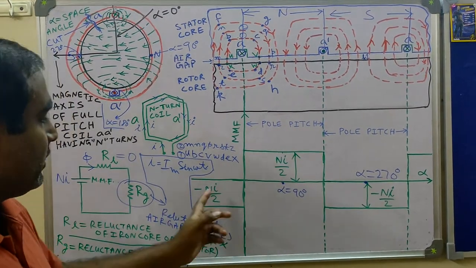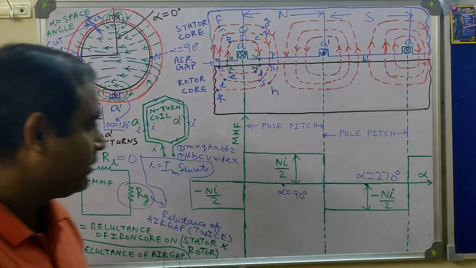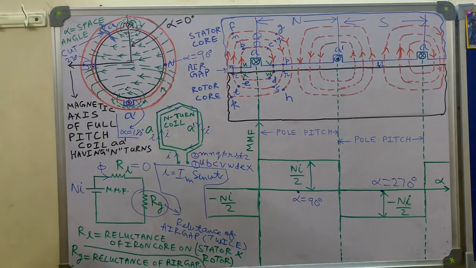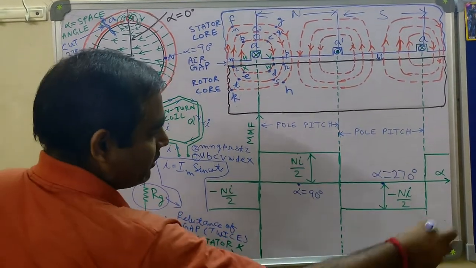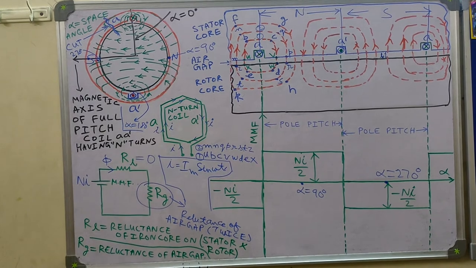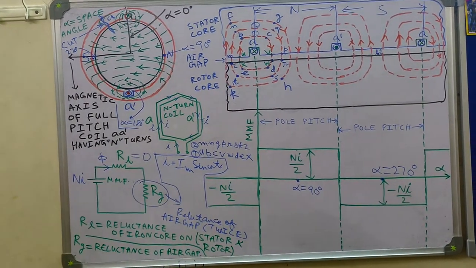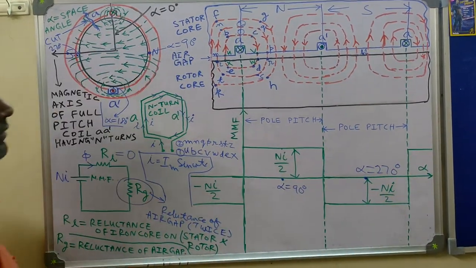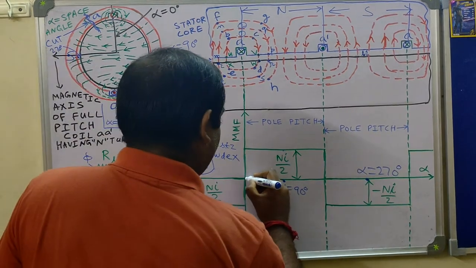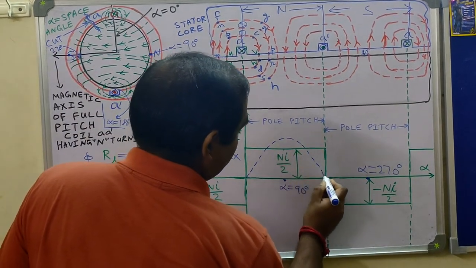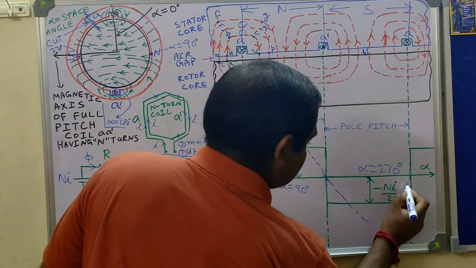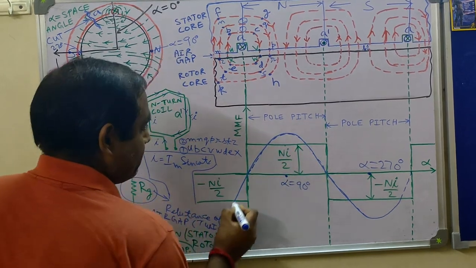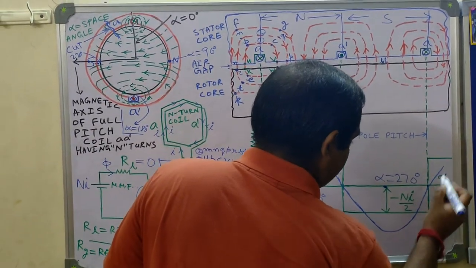If you apply Fourier series, this kind of waveform, known as rectangular MMF distribution, can be represented as a summation of a large number of sine waves. Out of these, the sine wave which has the same time period as that of this rectangular MMF wave will be termed the fundamental component. So the fundamental component of the sine wave can be shown to be like this. This thing can be found out by applying Fourier series.